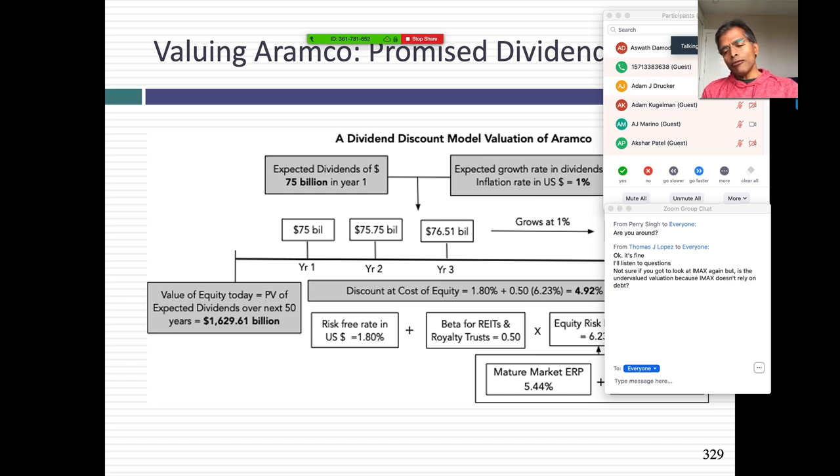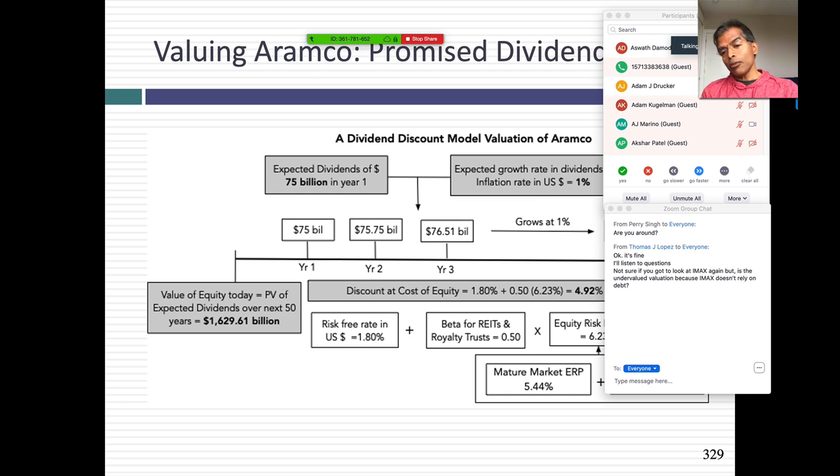Now, when you're valuing a company like Aramco based on dividends, you're almost guaranteed these dividends. This is more like a bond than a stock. So if you look at my cost of equity, here's what I used. I started with a risk-free rate in US dollars, which was about 1.8% then. I used the betas for REITs and royalty trusts. REITs are, of course, real estate investment trusts, and royalty trusts are oil royalty trusts. The reason I picked those is those are two sectors where the dividends are actually preset. In the case of REITs, it's not a dollar value, it's a percentage of income, but it's a very, very high dividend paying investment.